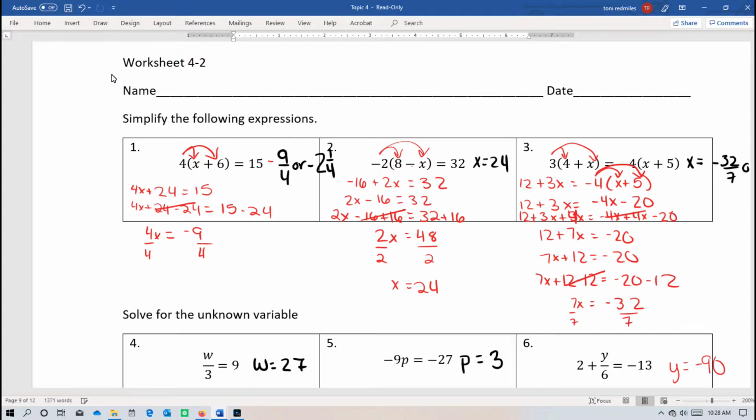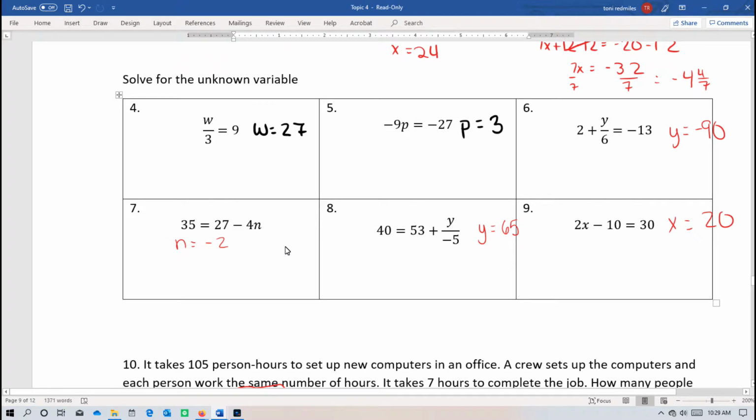Okay, this is an acceptable answer, all right? Or I could say 7 goes into 32 4 times with 4 left over. Doesn't matter, I'm not picky about that, just that you know your opposite operation.